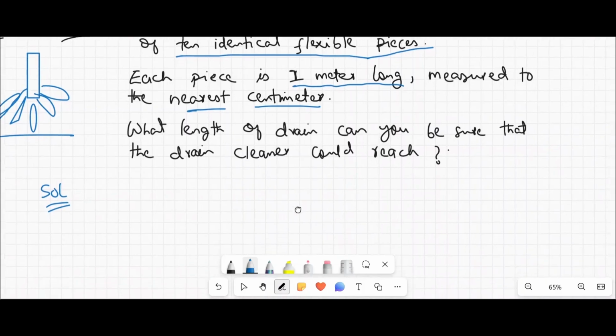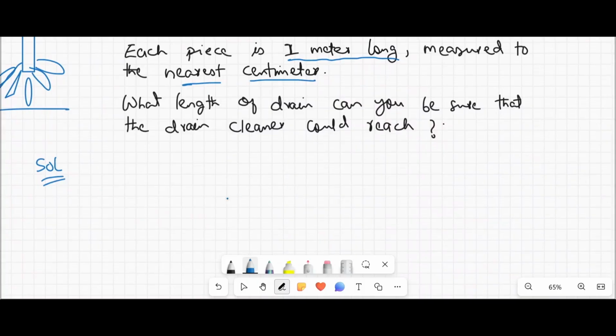So each piece is 1 meter long. Just pick one piece from this. The given is 1 meter long, so we will pick just one piece. This is the 1 meter long, measured to the nearest centimeter. So now we have accuracy in centimeters.